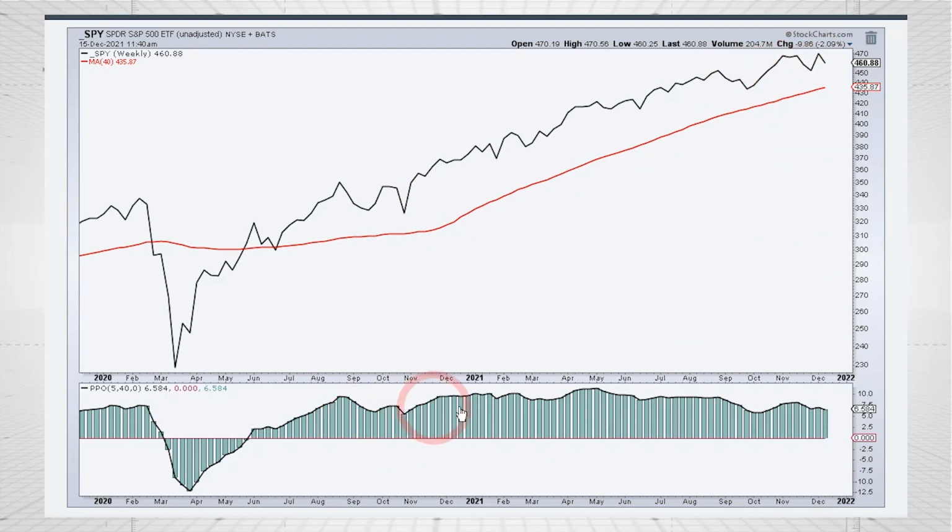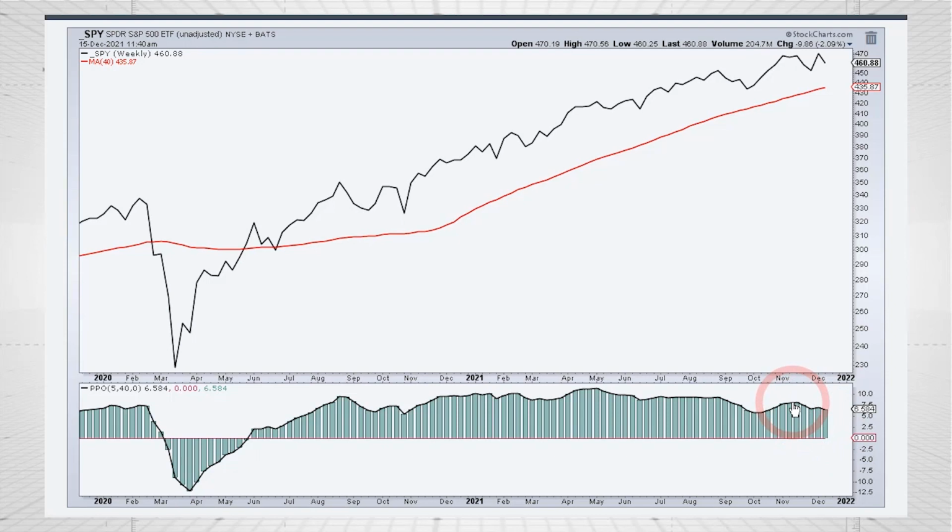And if we look at the 5/40-week EMA crossover here, which is represented by the PPO 5/40, we can see that the 5-week EMA is 6.584% above the 40-week EMA. So still an uptrend there.